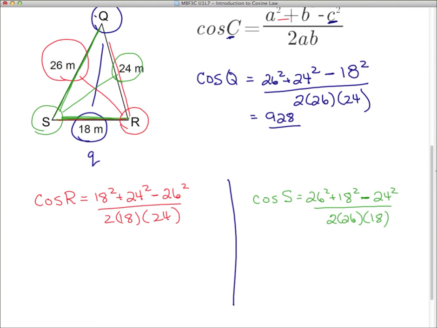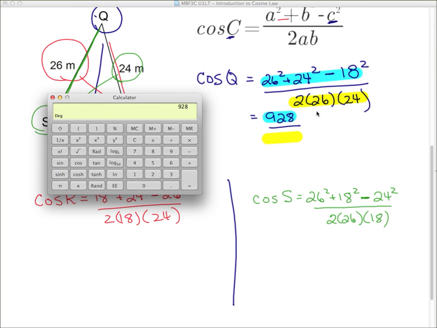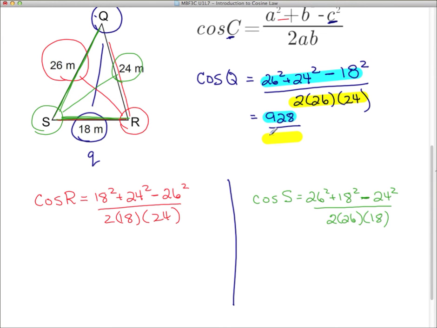Now I'm going to do the bottom part. So here's what I did. Let's use this highlighter again. I'm going to use this blue this time. What I did was I did the top and I got this. Now, yellow, I'm going to do the bottom and I'm going to put my answer there. So let's go back to my calculator and I'm going to go 2 times 26 times 24. And that's 1248. So I'm going to write in 1248.